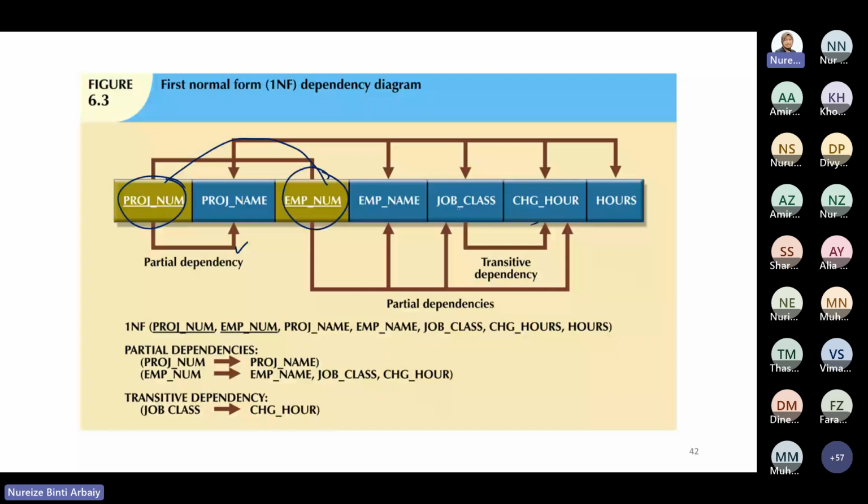The job class can identify the charge hour, but it is not fully qualified to be a primary key. Usually the primary key determines the other keys. But here, job class is not qualified as a primary key, yet it can identify the charge hour. So it falls under the transitive dependency: job class and charge hour. Okay, so we finish with the dependency diagram.